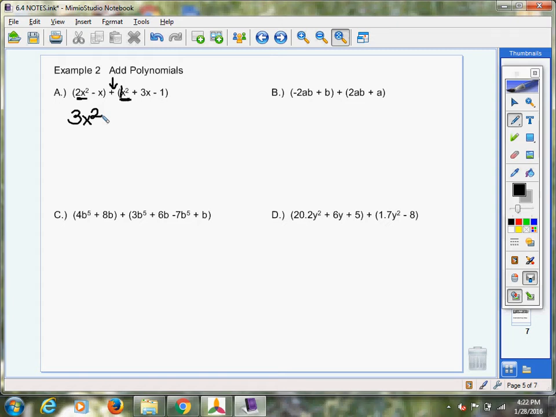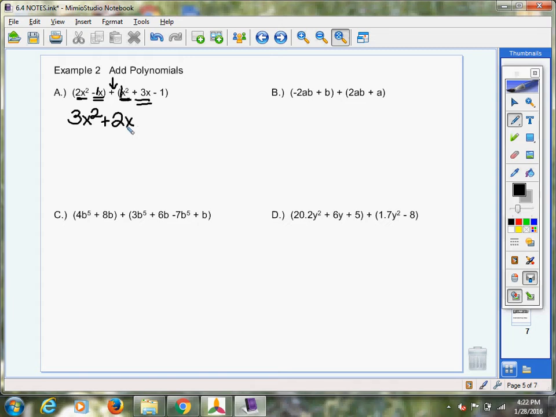Now I'm going to do it again. This time I'm looking for an x term. So I've got negative 1x in that first grouping, and I have positive 3x in the second grouping. So let's add it. Negative 1 plus 3, yes, that's positive 2. And so that's going to be positive 2x.